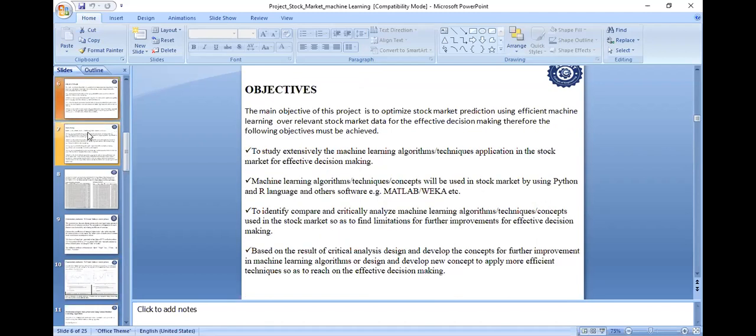Objectives. So we have moved on to objectives. The main objective of the project is to optimize stock market prediction using efficient machine learning over relevant stock market data for effective decision making. Therefore, the following objectives were set: to study extensively the machine learning algorithm techniques applied in the stock market for effective decision making. Machine learning algorithm techniques and concepts will be used in the stock market by using Python and R language and other software like MATLAB and Weka. To identify, compare and categorize machine learning algorithms, techniques and concepts used in the stock market so as to find limits for improvement of effective decision making. Based on that, we have different objectives.